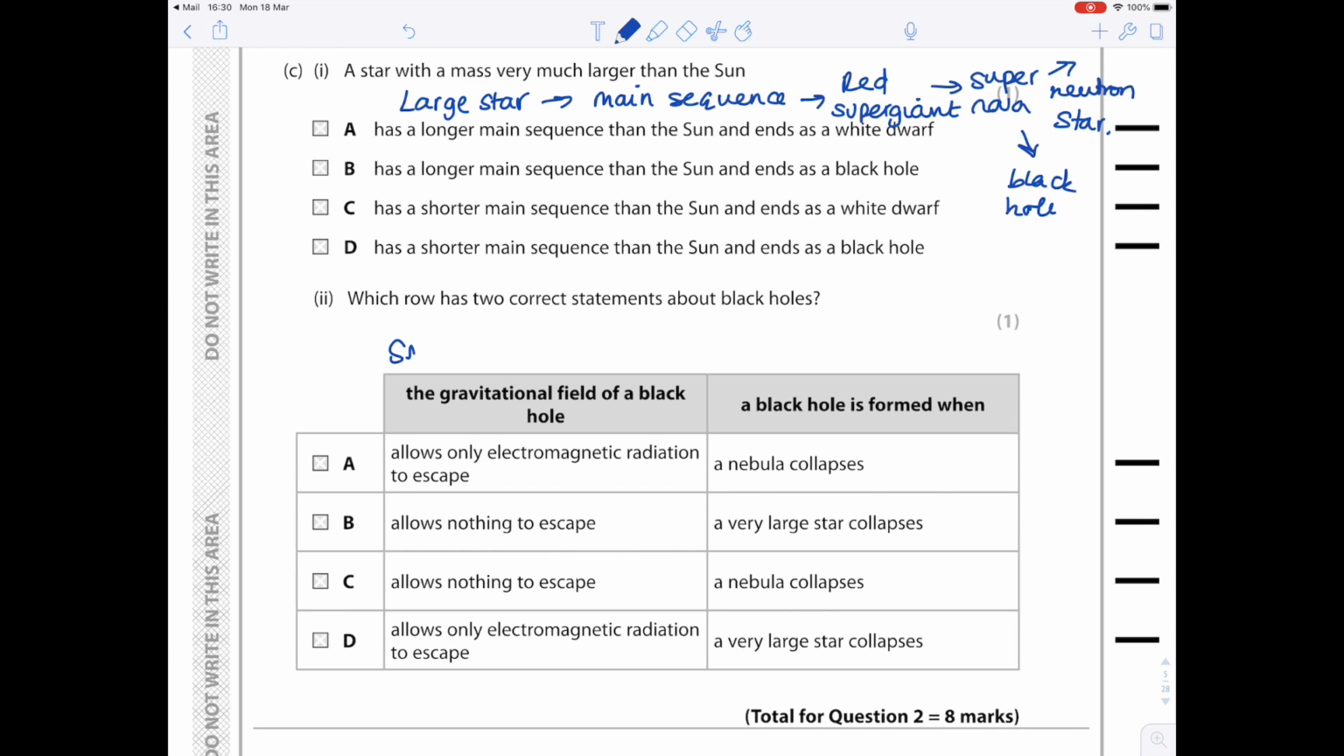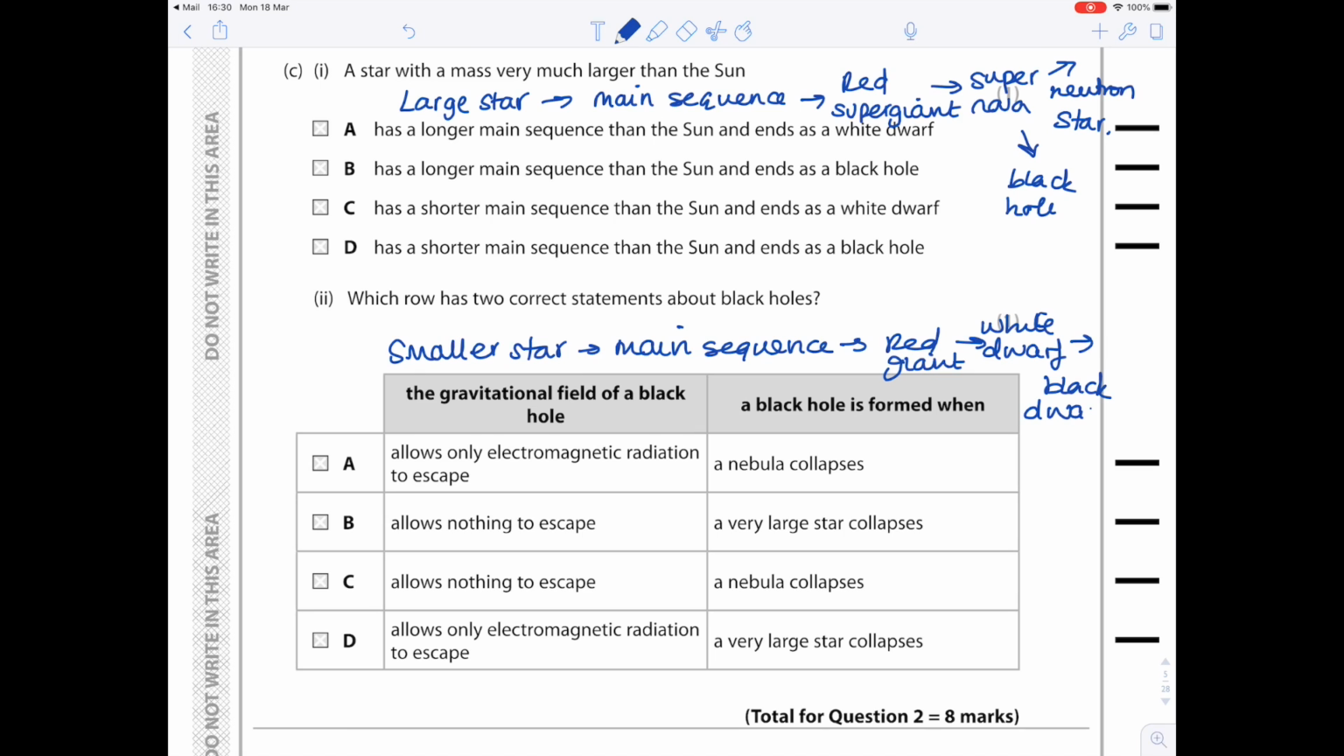However, a smaller star, such as our Sun, enters a shorter main sequence, swells up to form a red giant, but not a supergiant, and then a white dwarf, followed by a black dwarf. I do love these names.